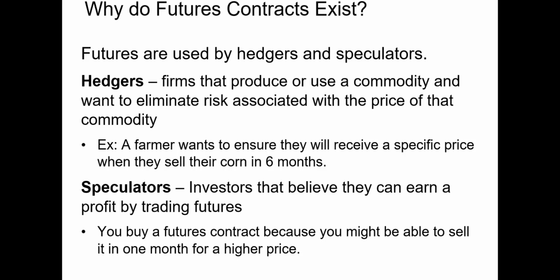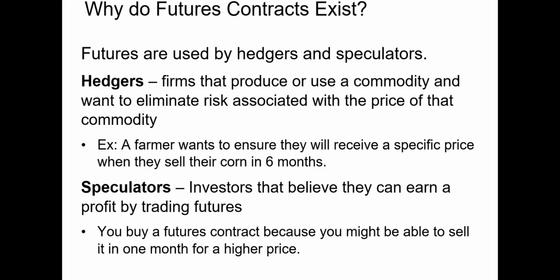The majority of the volume of futures being traded is due to hedgers, and hedgers are oftentimes firms that produce or use some commodity and want to eliminate the risk associated with the price of that commodity changing. For example, if a farmer produces corn but doesn't want to worry about having to sell his corn at a low price per bushel at harvest time, he can enter into a futures contract to sell his corn at a specific price per bushel at harvest time in 6 months.